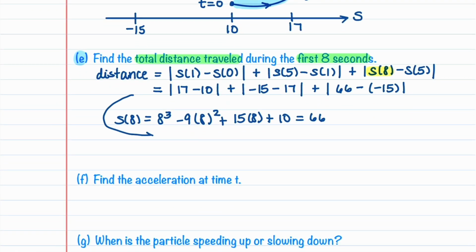Let's come down here and see what we have. This is going to be 7 plus the absolute value of minus 32, which is just 32. And then we have 66 plus 15, which is 81. And this adds up to be 120, and we need to put units. It is in terms of meters. So the total distance traveled in the first 8 seconds is 120 meters.